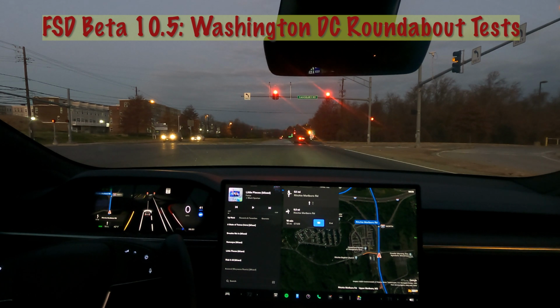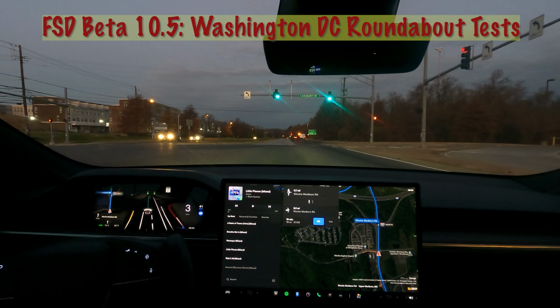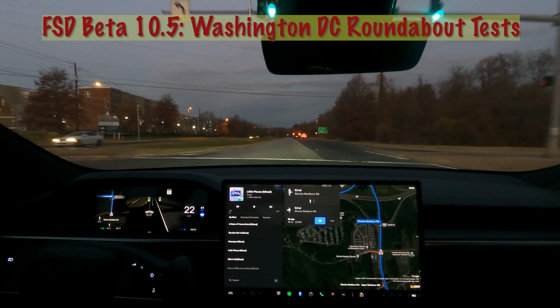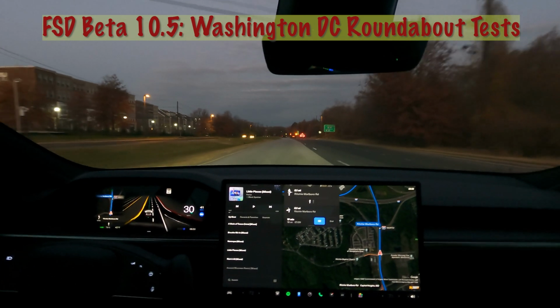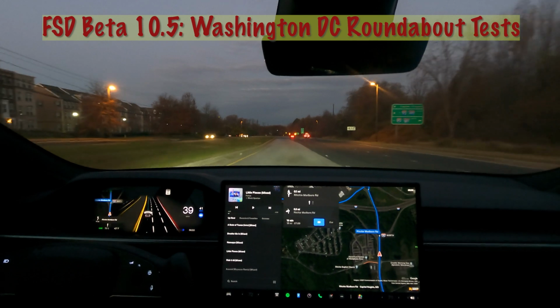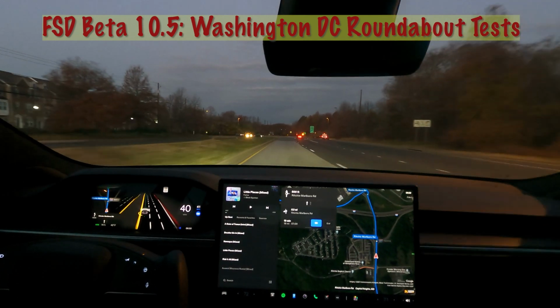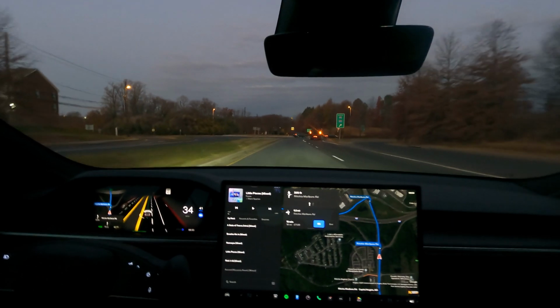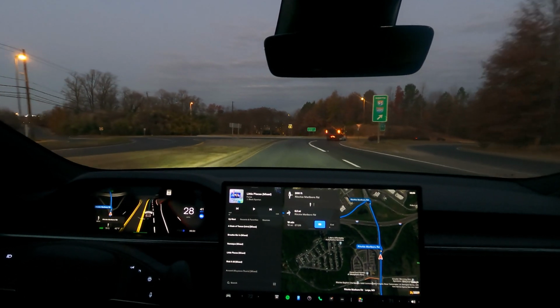All right. So today we're gonna do a little roundabout assessment trial study for the Model S Plaid. Yeah, roundabouts. I think it'll be interesting to see if they actually solve this problem. So let's find out, right? So this is the first one, right?